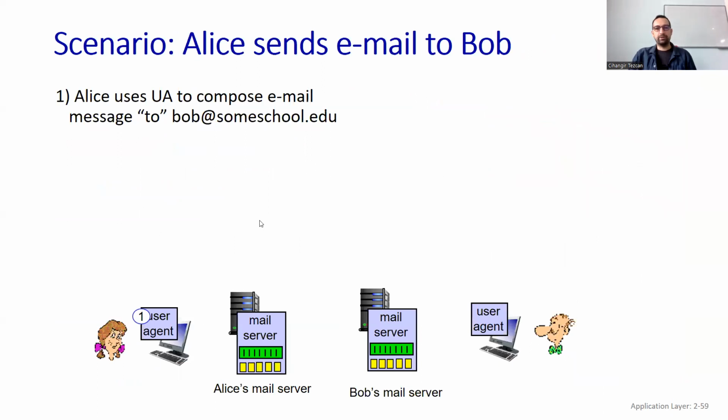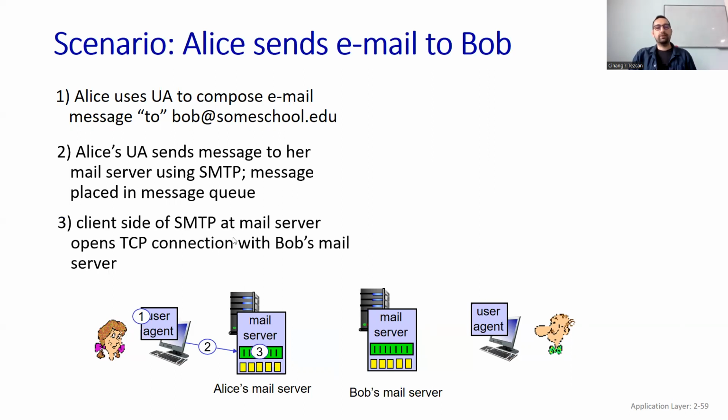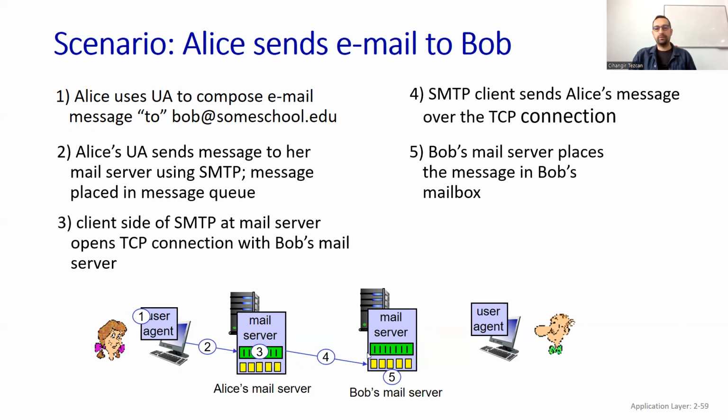So here's an example scenario. Alice sends an email to Bob. Alice uses her user agent to compose an email message to Bob at some school.edu. So Alice's device actually sends the message to her mail server using SMTP. The message is placed in the message queue. The client side of SMTP at the mail server opens a TCP connection with Bob's mail server. And this time the SMTP client sends Alice's message over the TCP connection. At the fifth step, Bob's mail server places the message in Bob's mailbox.